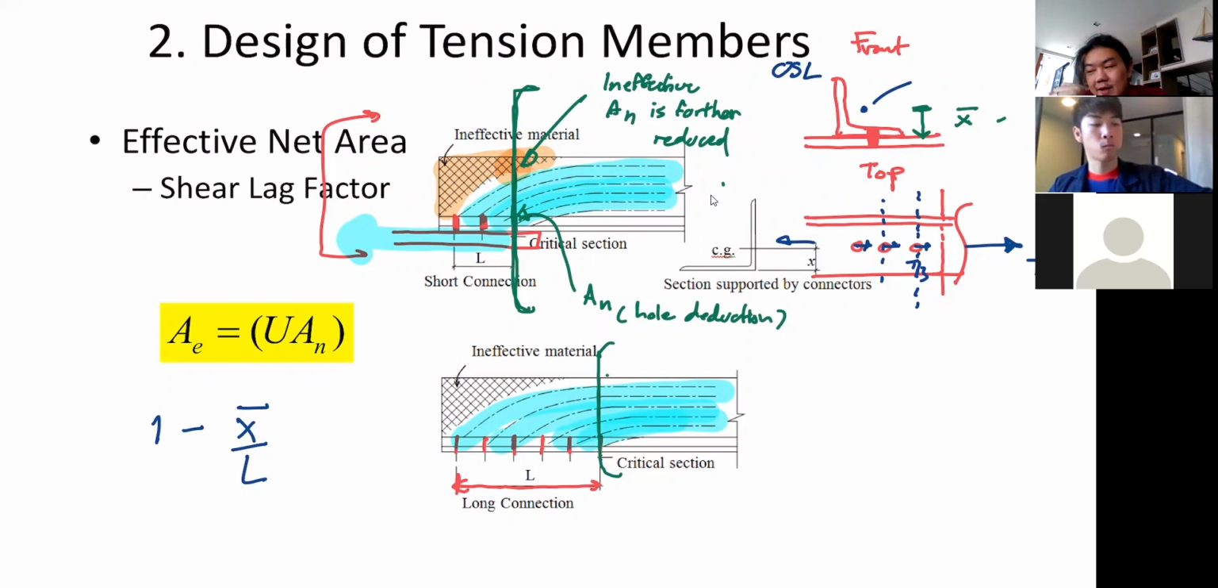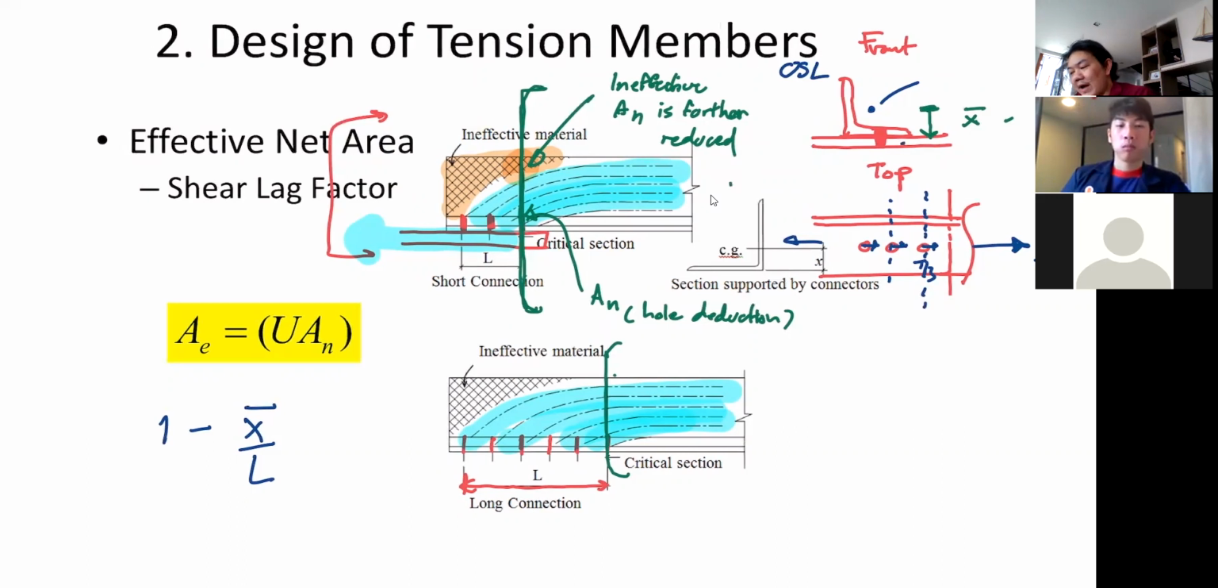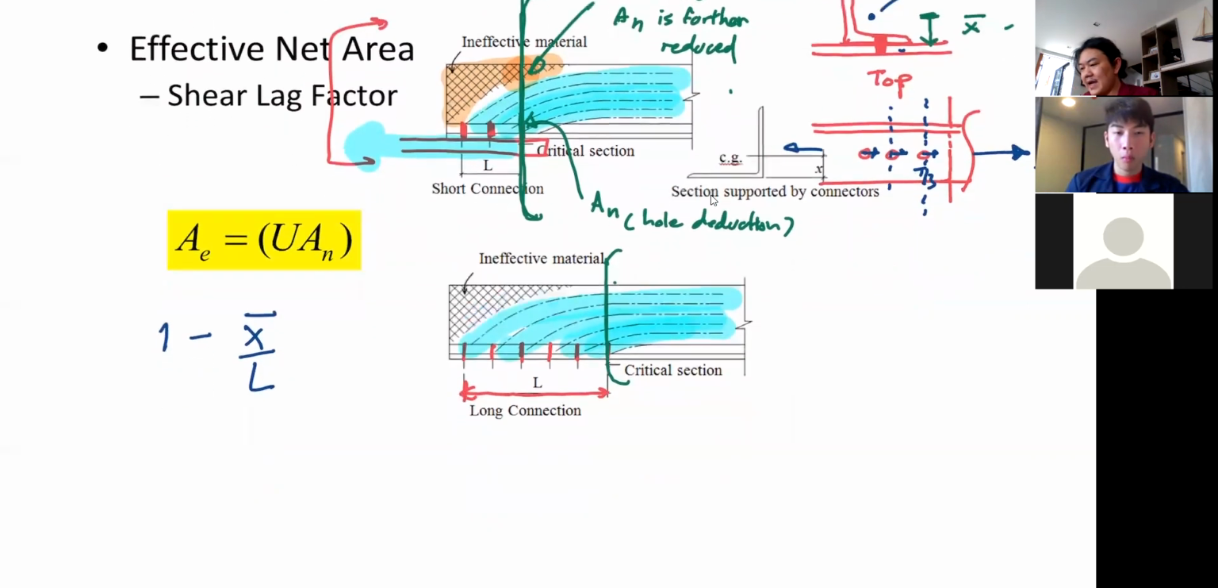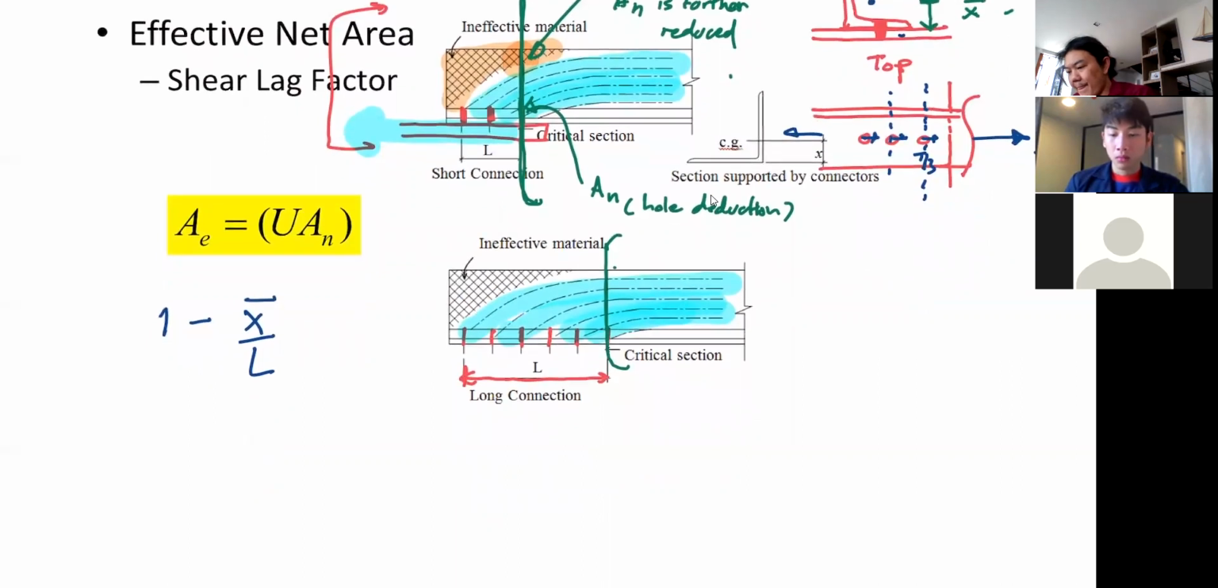Okay. For this example, you see, we connect one leg, which is this leg. We do not connect the outstanding leg. So we are going to have the shear lag problem. Okay, I'm going to give you more examples. I don't know why I didn't include more pictures here, but let's say, hang on.